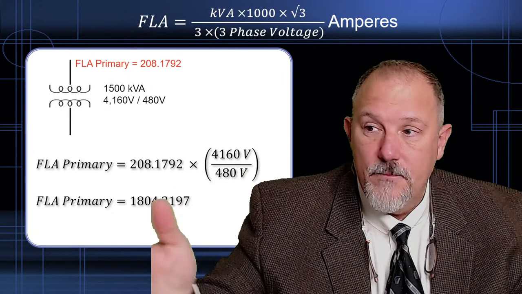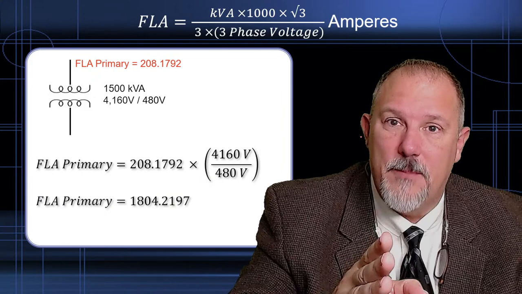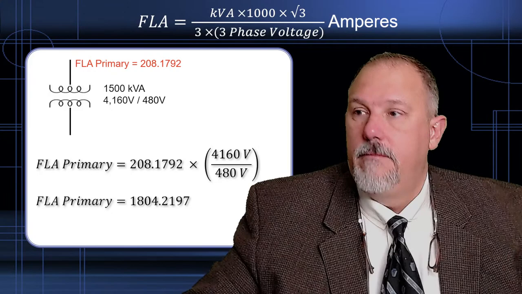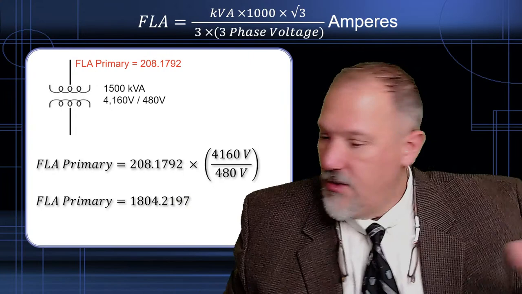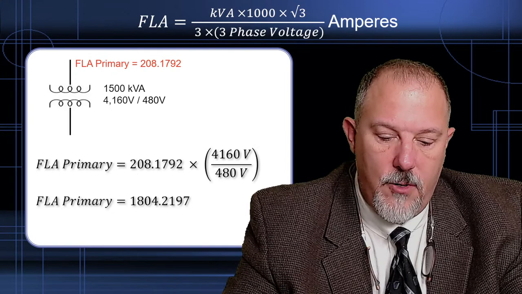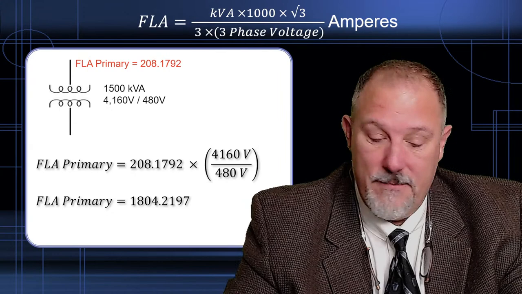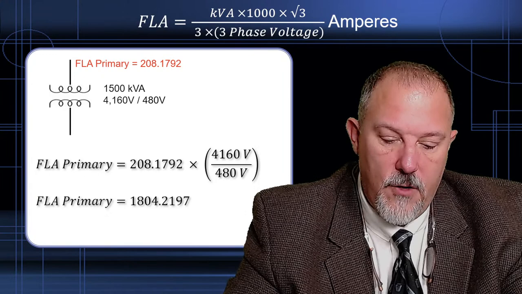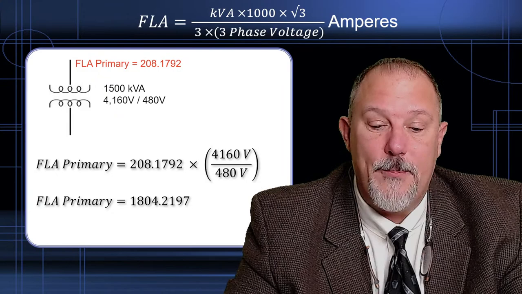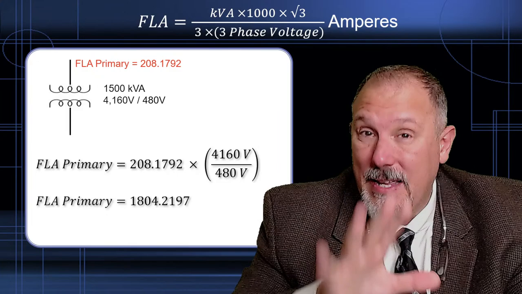1804.2197 is the exact same number I got doing it the long way. All right, now if I just use 208, for example, let me do it. If I didn't have the 0.1792, if I did 208 times 4160 divided by 480, I get 1802.667. It's a little different. I'll do it again. 208 times 4160 divided by 480, 1802.6667. So it's a couple amps off, and that's because of the 0.1792. So it makes a difference.